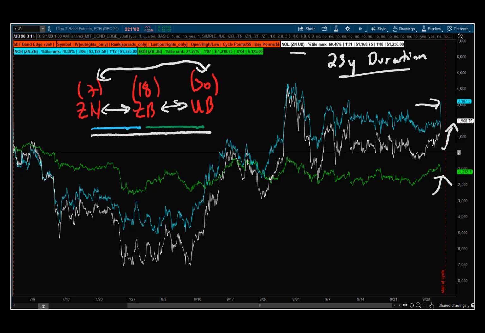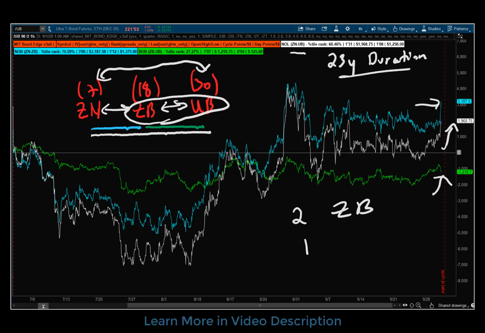So now I ask you, if the blue portion is strong and the white portion is strong, what in the heck is going on with the 18 to 30? Why is that so weak? Perhaps that's just supply and demand. Perhaps it's wrong. I personally think that green line is long. I think traders can benefit by buying 2 ZB and selling 1 UB. So the trade, if you want to get long that green line, is to buy 2 ZB and sell 1 UB.